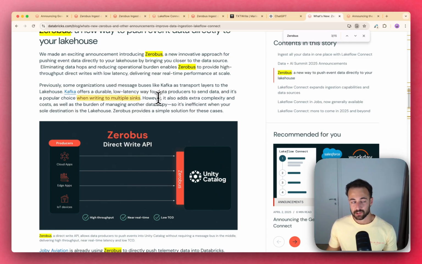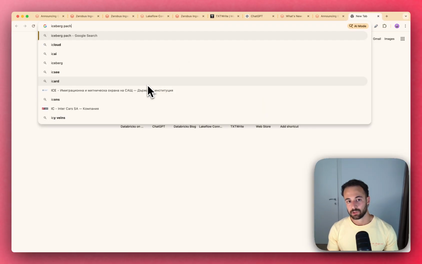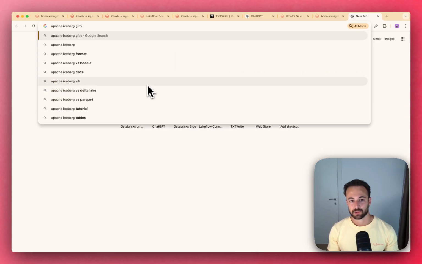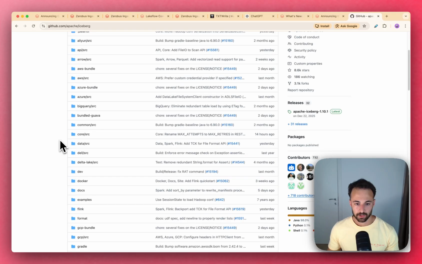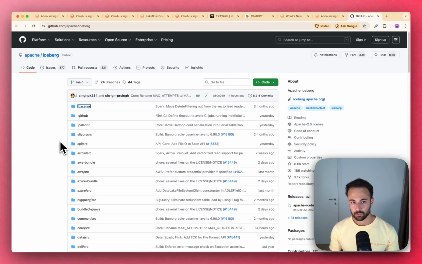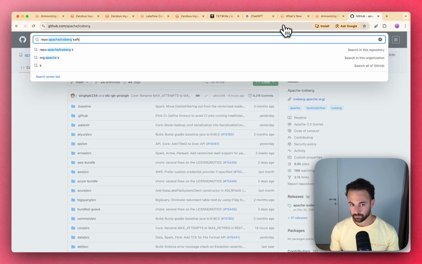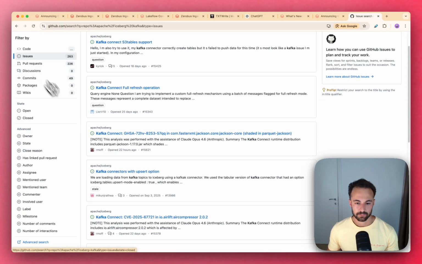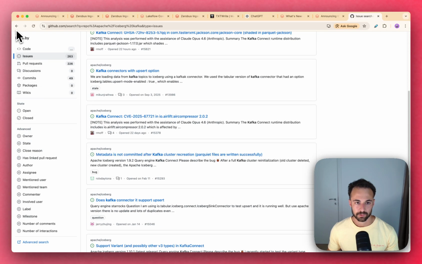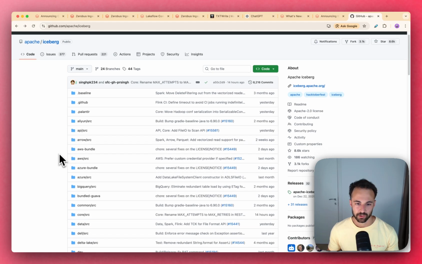And in open source Kafka, I think you just have to use the Kafka connector, the Iceberg connector that's actually owned by Iceberg. So Apache Iceberg GitHub, they have the connector, if I'm not mistaken, somewhere in this repo. It's going to take me a while to find this, I'm sorry.